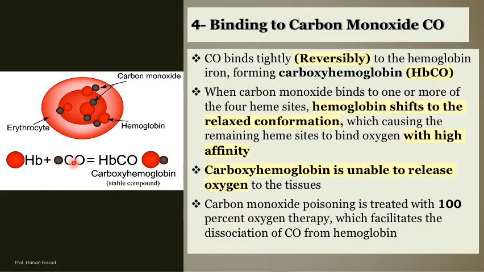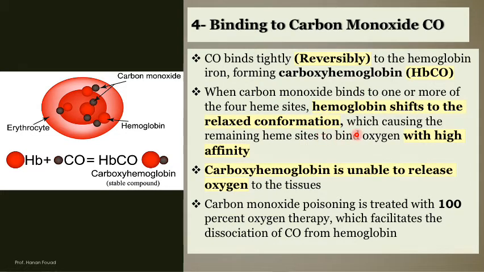This is carbon monoxide binding hemoglobin. This circle is hemoglobin. This small circle is carbon monoxide. Carboxyhemoglobin: the bond between hemoglobin and carbon monoxide is very strong, but it can be broken with difficulty. When carbon monoxide binds to one or more of the hemes, it shifts the hemoglobin to the relaxed form. This is opposite to carbon dioxide. Carbon dioxide shifts hemoglobin to the tight form, the T form. Carbon monoxide will shift the hemoglobin to the relaxed form.